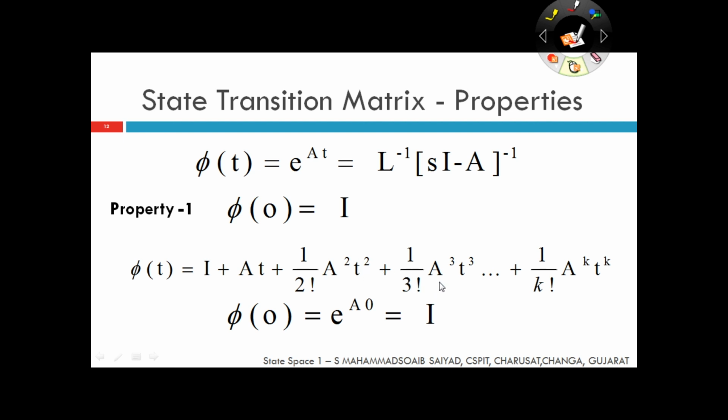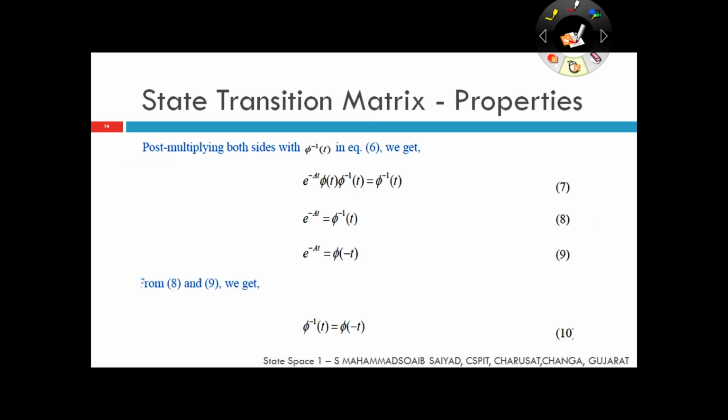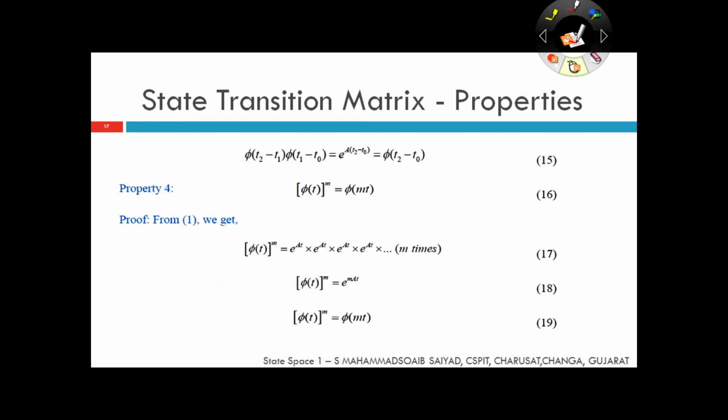1 upon 2 factorial A square t square plus 1 upon 3 factorial A cube t cube, up to k terms. Okay, so in this equation if I am putting t is equal to 0, e raised to A into 0, e raised to 0, it is nothing but the I. So this is the first property. Similarly you can go through property number 2, property number 3 and property number 4 also. Okay, so you have to do it on your own.